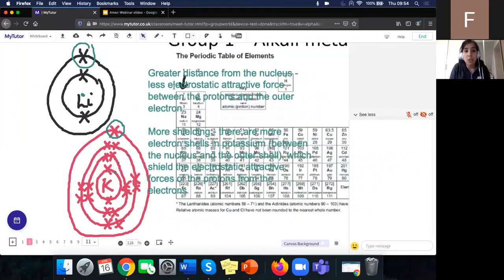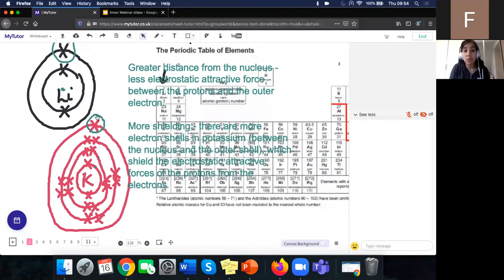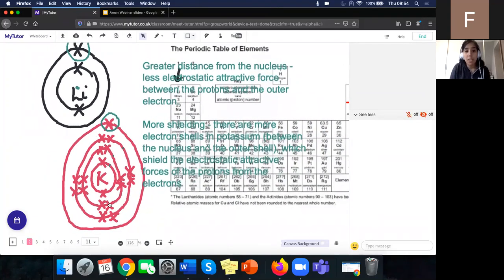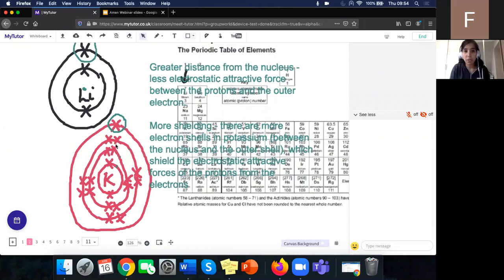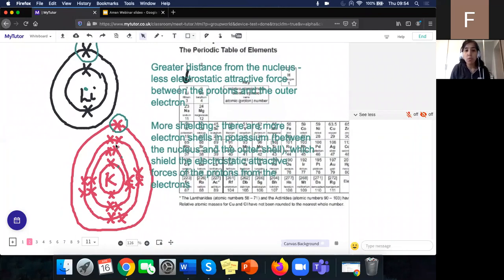So the electrons are trying to pull, the protons are trying to pull those electrons in, but because there's shielding going on in potassium, there's a lot more shielding than in lithium, there's less pull. So it's distance and shielding. Now there's one reason that counteracts these two. So these two are both saying that potassium is more reactive than lithium.